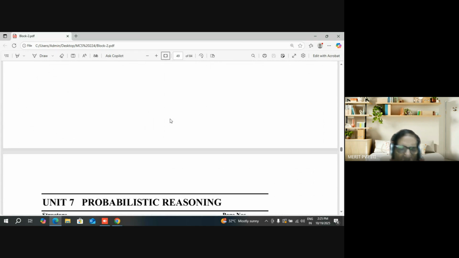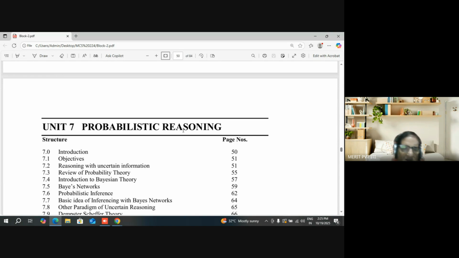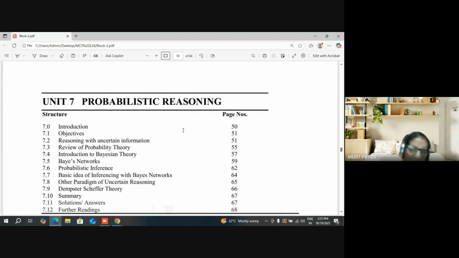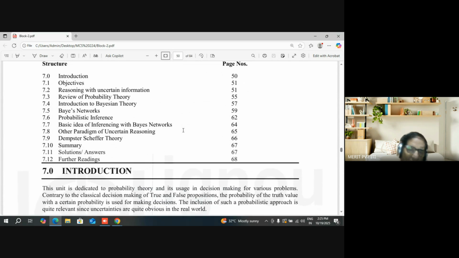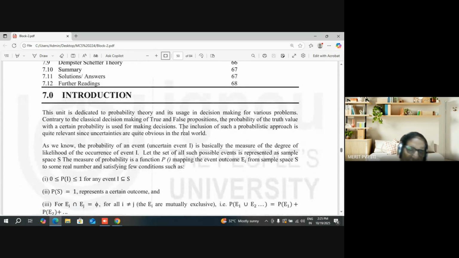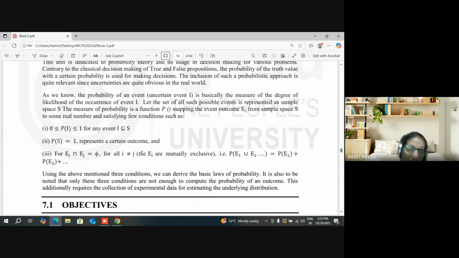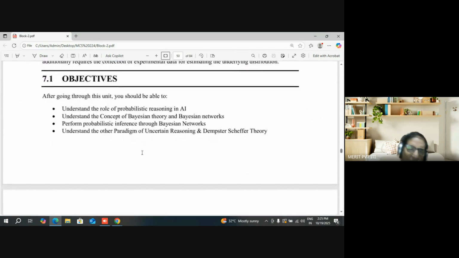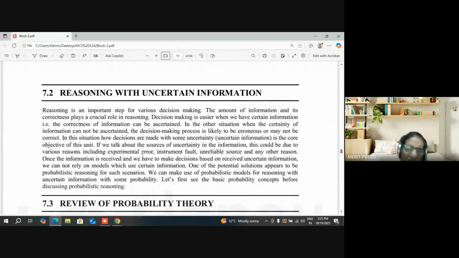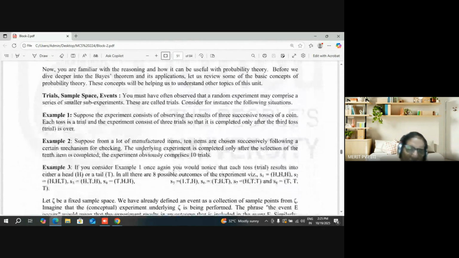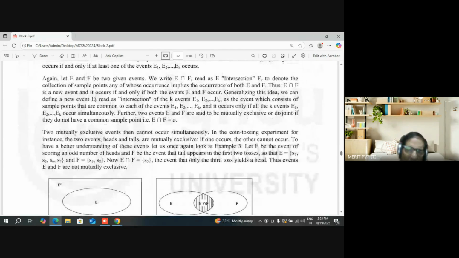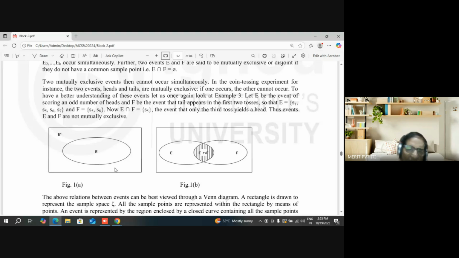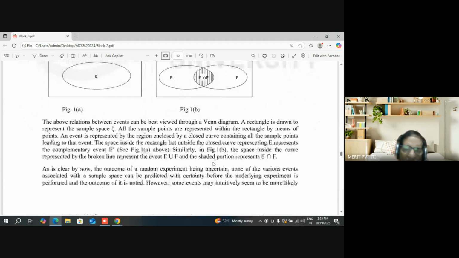There are other books also, but then probabilistic reasoning हमने भी कर लिया है, probability theory, Bayesian theory, and all that. So that again you can go through, and probability is between objective and subjective understanding, this and all that. Reasoning with uncertain information, review of probability theory. So all these uncertainty principles, all these things, ये देखिए, figure 1A, 1B यहाँ ये है. So this is the intersection.